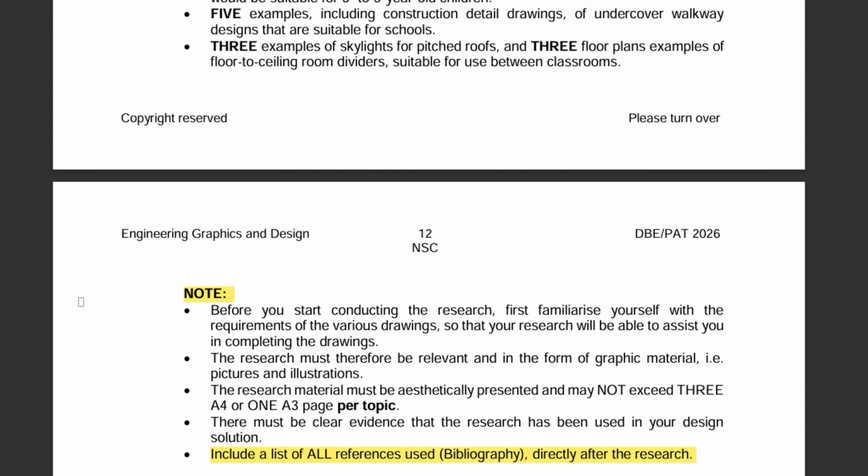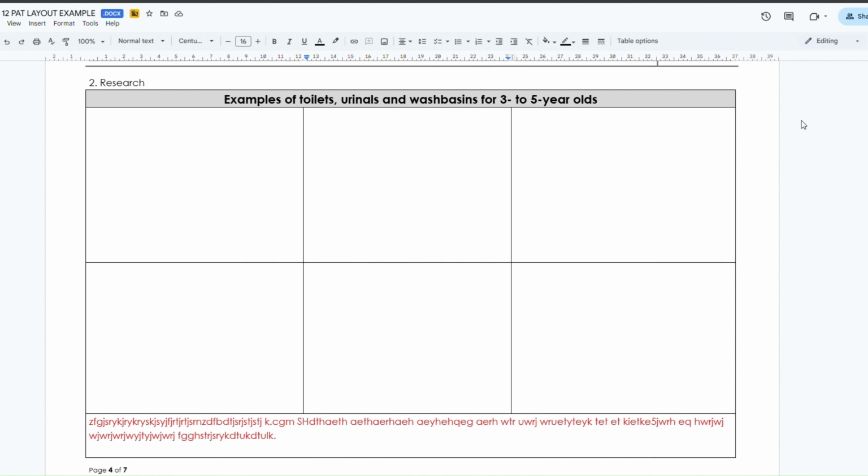So let me show you an example of a research layout. Now here's a nice example of a research layout that I would have done. Every topic I have added in as a title. Then I left space for pictures on the topic. Now remember, they've stated that when you do it in A4, you have 3 pages per topic. And when you do it in an A3, you have 1 page per topic.